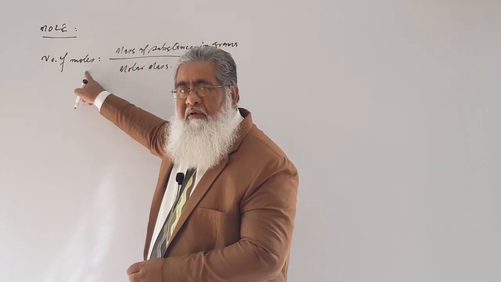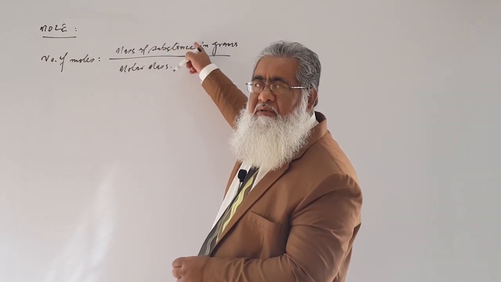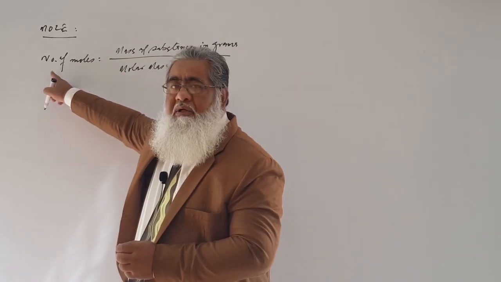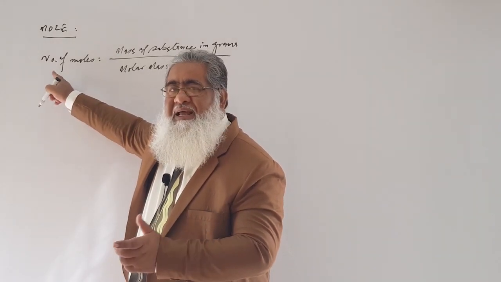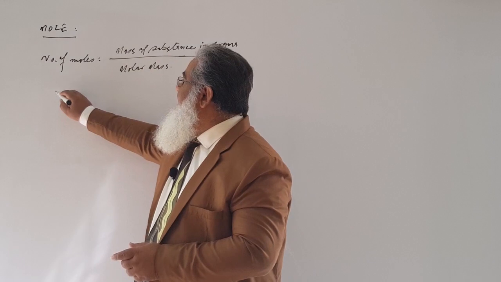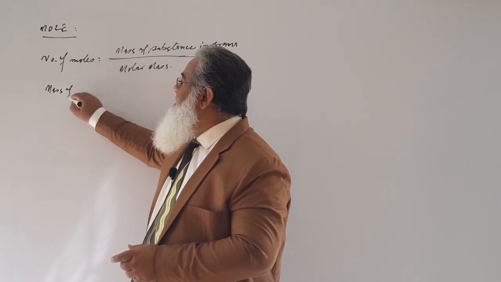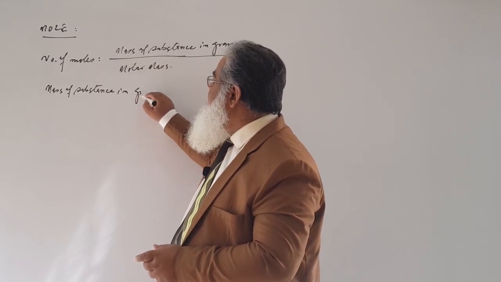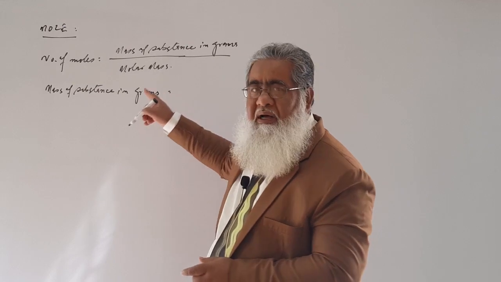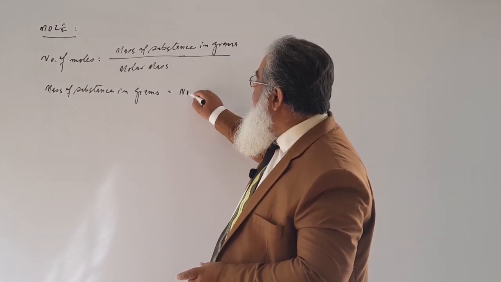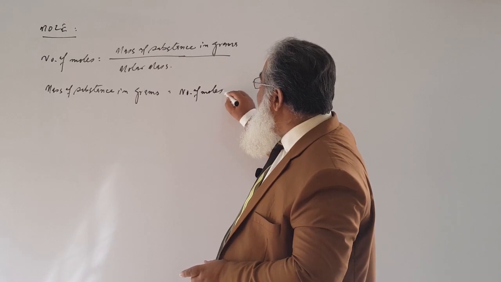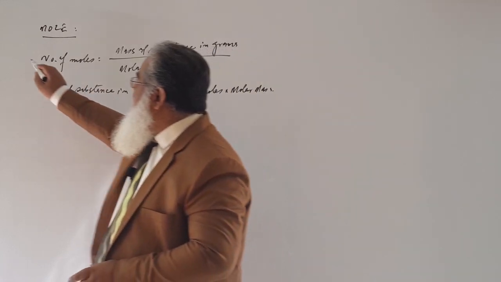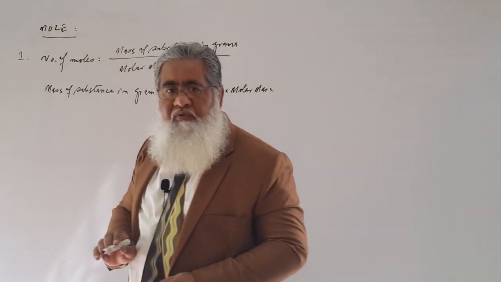And if number of moles are given, we can find mass of the substance with a little rearrangement of the formula. Molar mass, when we come to the other side of the sign of equivalence, will be multiplied. Hence, in order to find mass of substance in grams, this formula is rearranged to number of moles into molar mass. This was our formula number 1.